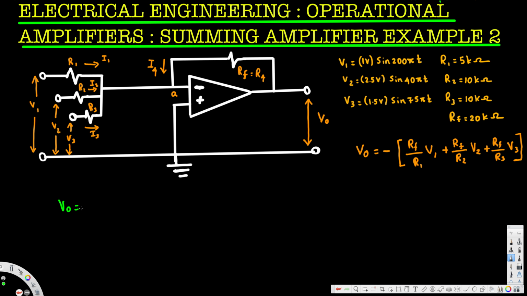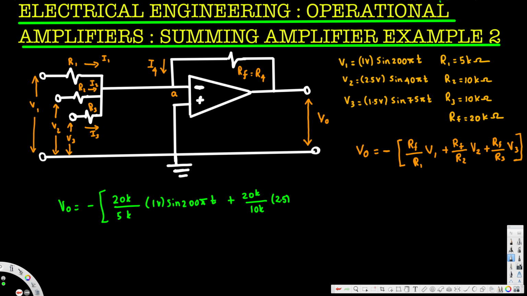V out is going to be equivalent to negative, the feedback resistance is 20 kilo ohm, so 20 kilo ohm divided by R1, that is 5 kilo ohm, multiplied by V1, that is 1V sine 20πt, and then the next one is RF, the feedback resistance, that is 20k, divided by R2, that is 10k, multiplied by 2.5.